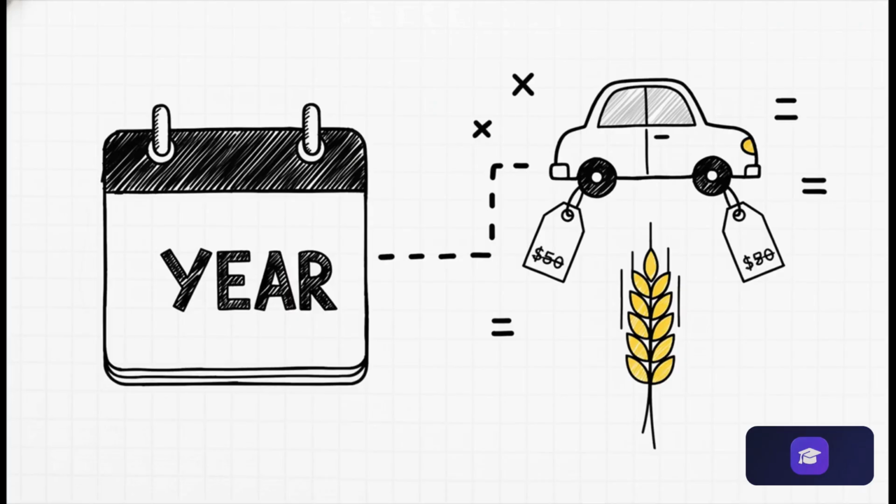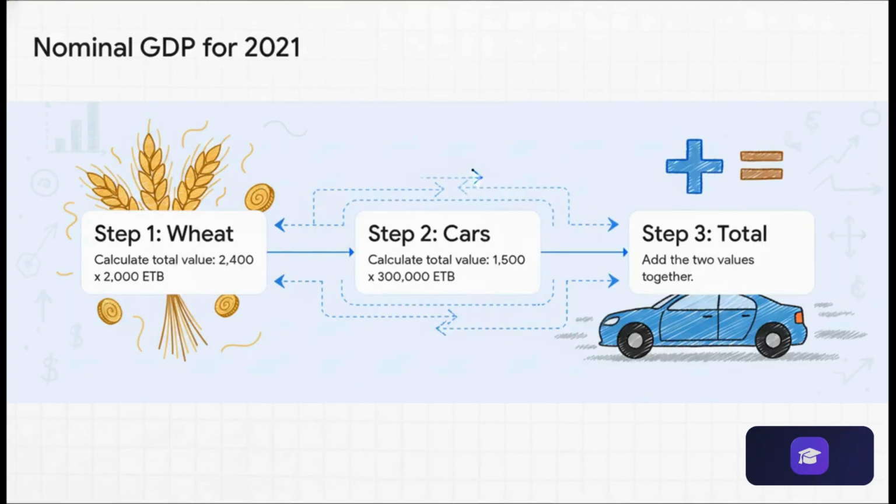This is the most basic, straightforward version. All you do is take the amount of stuff produced in a given year and multiply it by the price of that stuff in that exact same year. So let's do this for the year 2021. Step 1, we find the total value of the wheat. That's the 2,400 units they produced times the 2021 price of 2,000 beer.